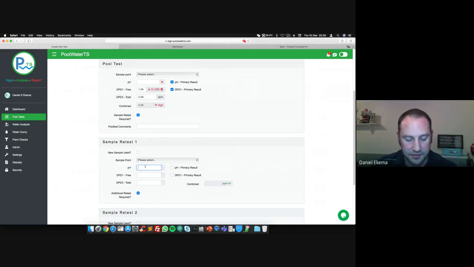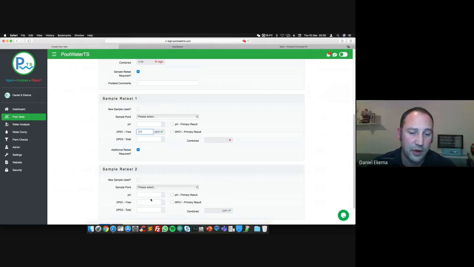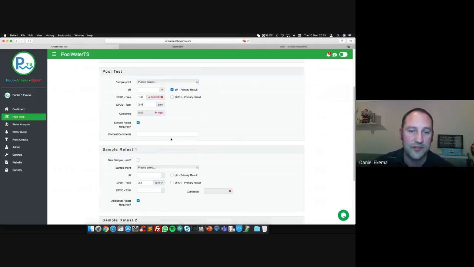They can then fill it into these ones, and let's say that comes out 2.5. They then do another retest after that just to verify that that's correct. 2.5. They can then set one of these as the default reading that will then show up on the dashboard and in the pool test preview.